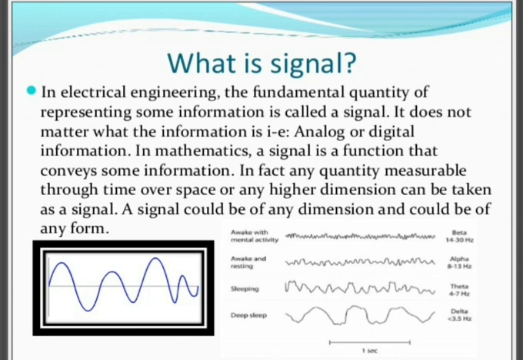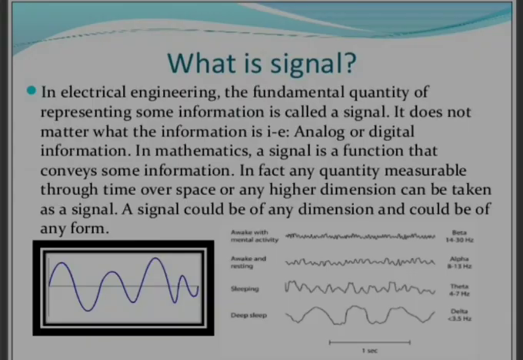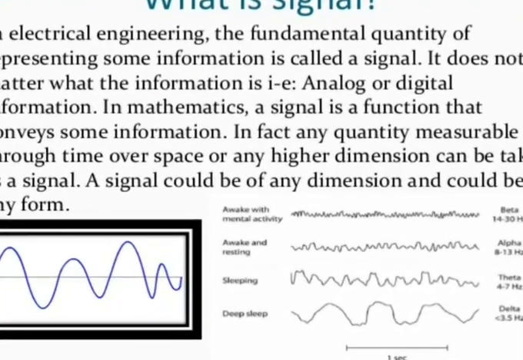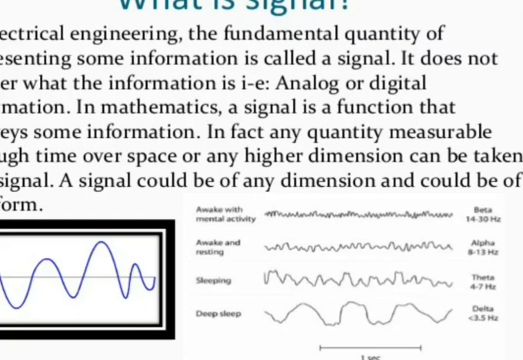A diagram is shown here. The first diagram shows the beta value, 14 to 30 hertz, then the next has 8 to 13 hertz, next 4 to 7 hertz, and next delta less than 3.5 hertz.